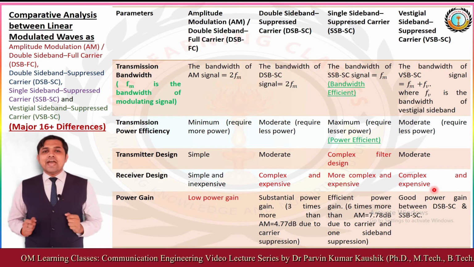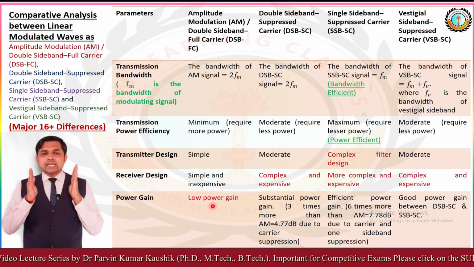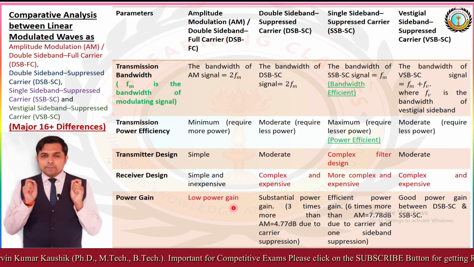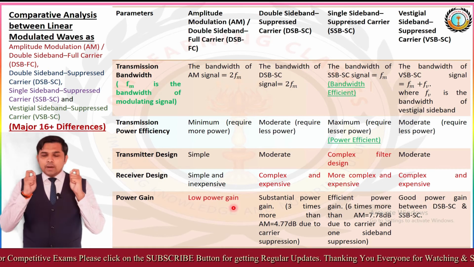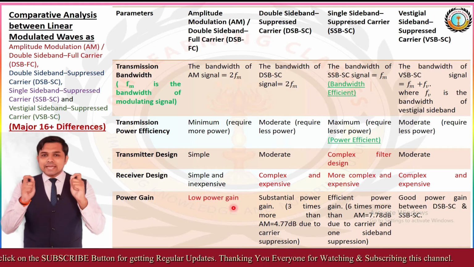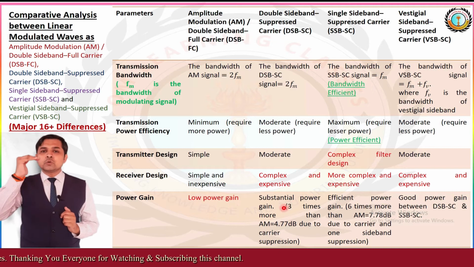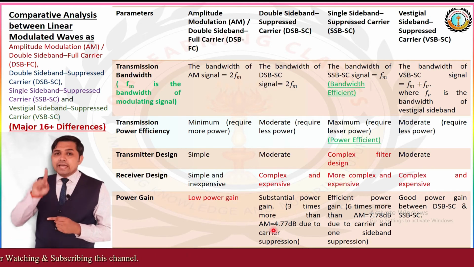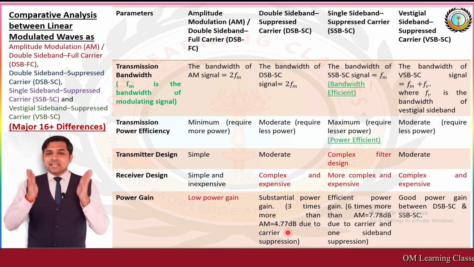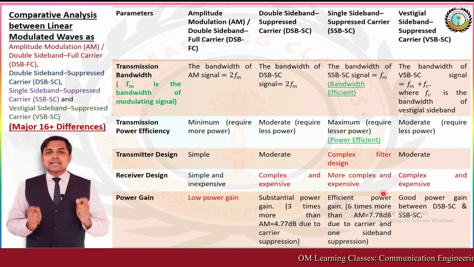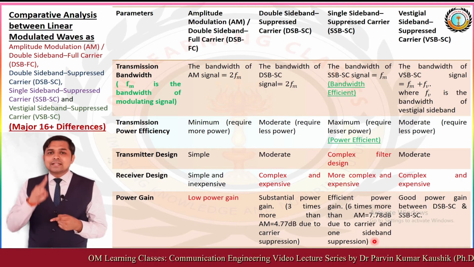And another factor, we have the power gain. We have low power gain in DSB full carrier or AM, because in the modulated signal we have upper sideband, lower sideband and carrier, but in DSB-SC we have only two sidebands, so we have gain in power due to carrier suppression. And the most efficient power gain is there in SSB-SC, because in this we have one sideband and carrier suppression.